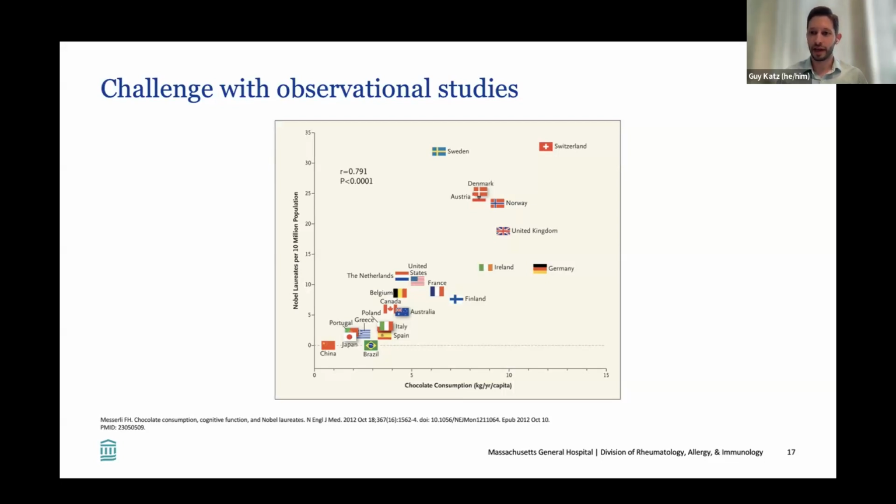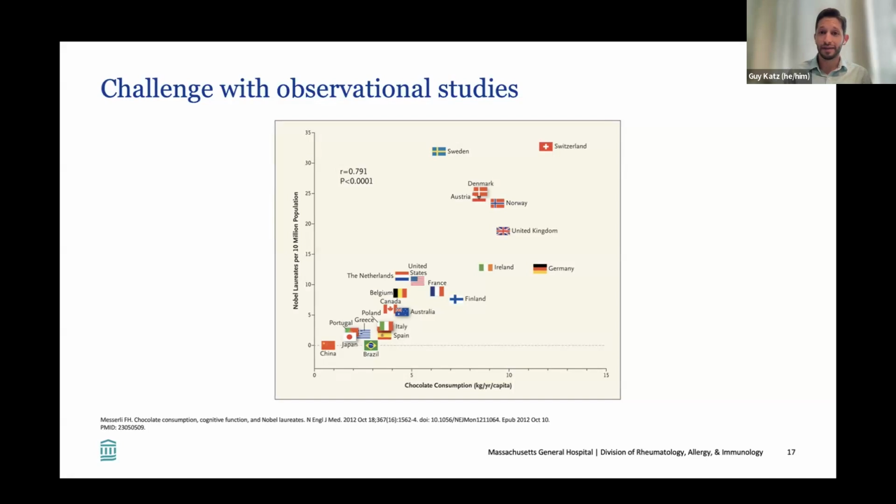This is clearly an example of what we call in the scientific community the difference between association and causation. So here there's a clear association between chocolate consumption and Nobel laureates, but there's no reason to believe that that's a causation.